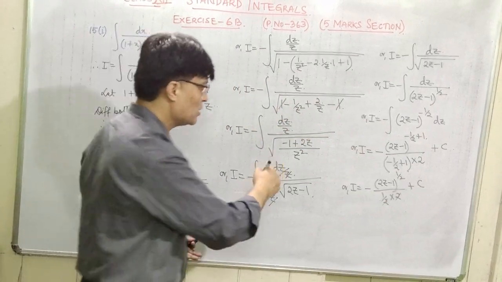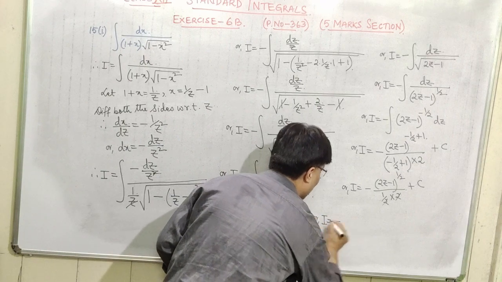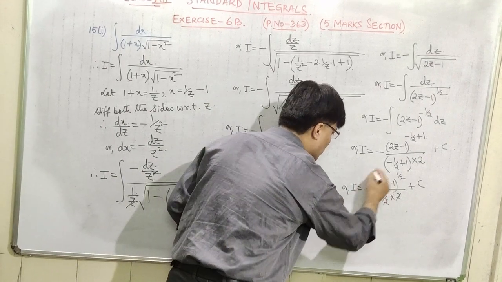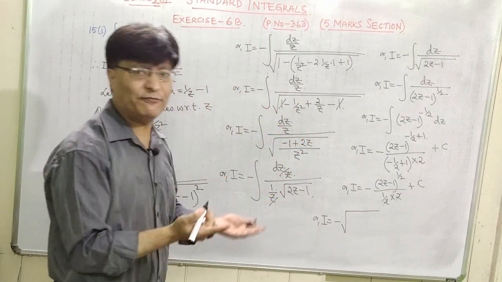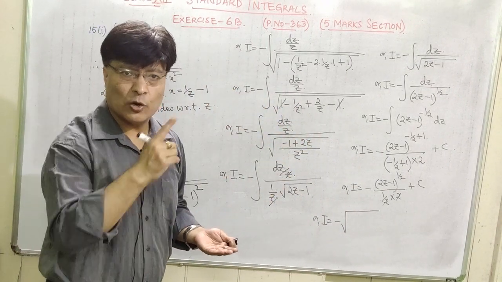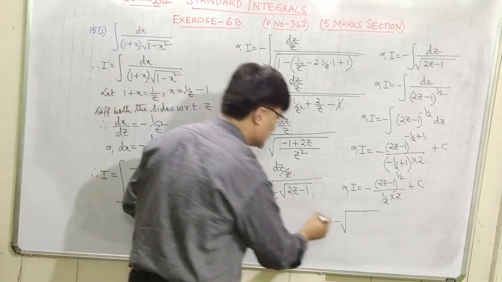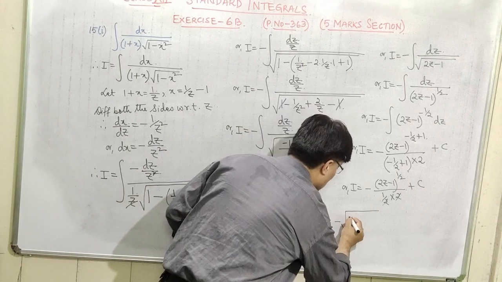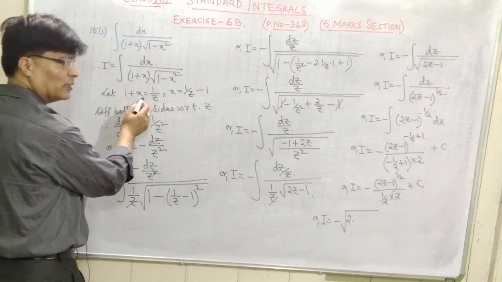Is that clear? So let us put the value for z now. So I is equal to minus, now you know that whole to the power half means square root. Whole to the power half means that is your square root. So let us write it within square root 2 into, what is z now? What is z from here?